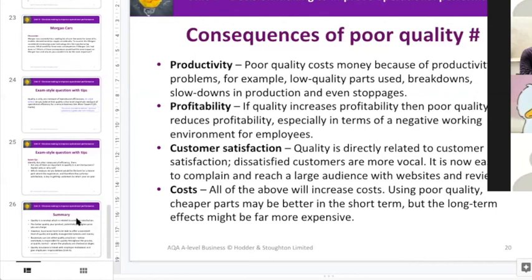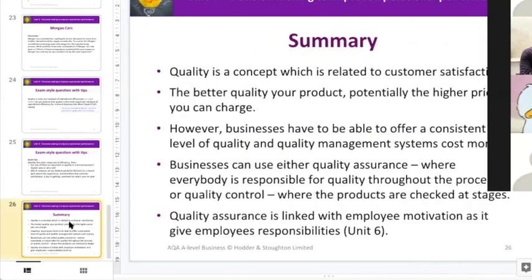Okay, so I've got one more slide, which is the summary of quality. Hinsu, do you want to read out the first 2 points? Quality is a concept which is related to customer satisfaction. The better quality your product, potentially the higher price you can charge. Okay, Yilin, Simona, the next 2 points. However, businesses have to be able to offer a consistent level of quantity and quality.